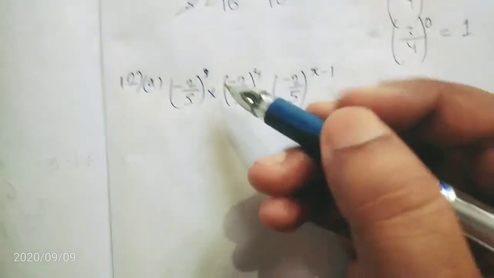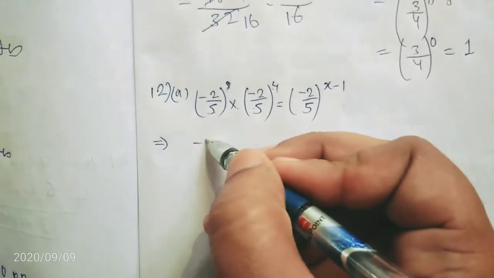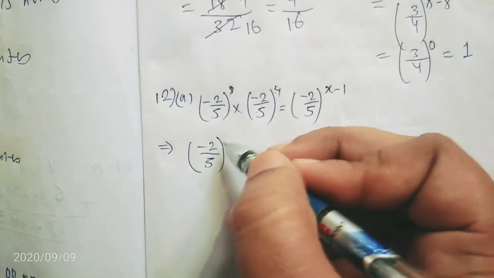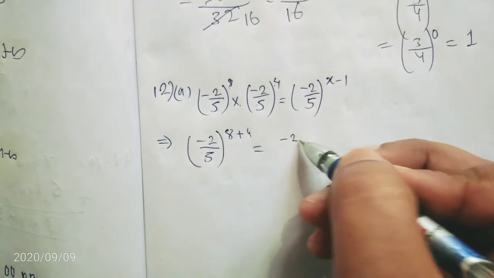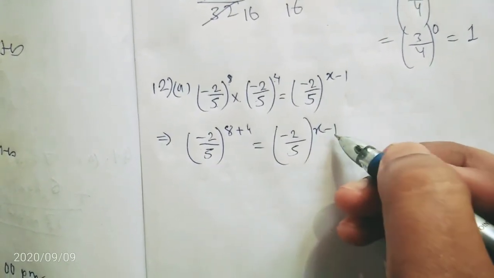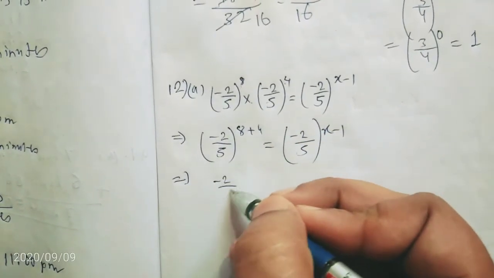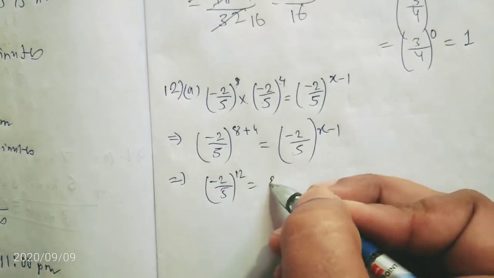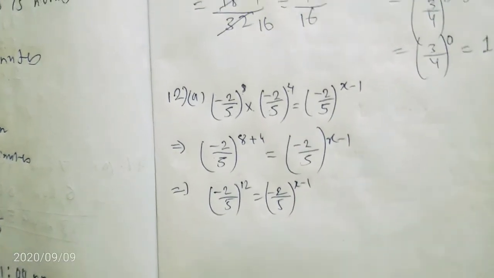So let's start this. Here this sign, then minus 2 by 5, and here you have to add the powers, 8 plus 4, and on the RHS side write as it is, whatever is given, to the power x minus 1. So x is in the power. So now minus 2 by 5, 8 plus 4 is 12, and again here write minus 2 by 5 to the power x minus 1. Then what happened?